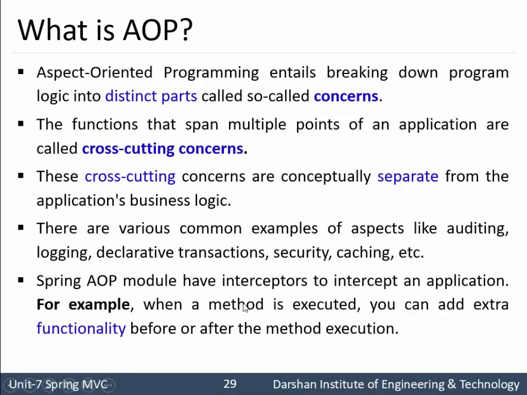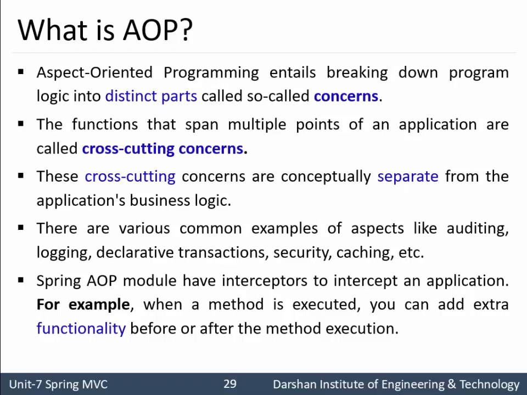Spring AOP module has interceptors, to intercept an application. These are intermediaries which will intercept our application. For example, when a particular method is executed, you can add extra functionality before or after the method execution. This is also possible at runtime. For example, if a method named percentage is running and you want to add extra functionality before or after, let's say we need to round off our data, then we'll be using interceptors.